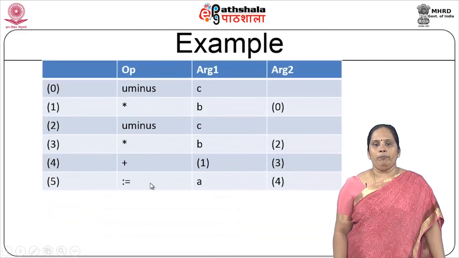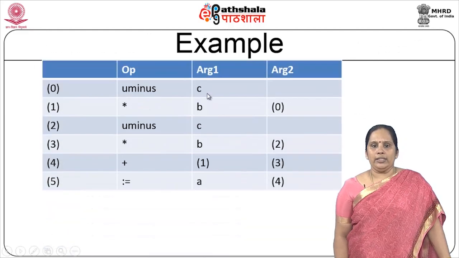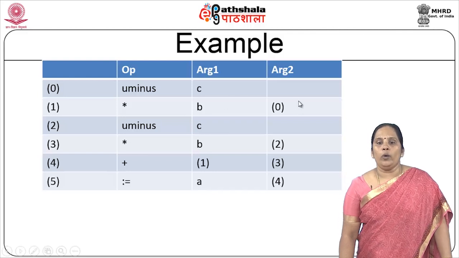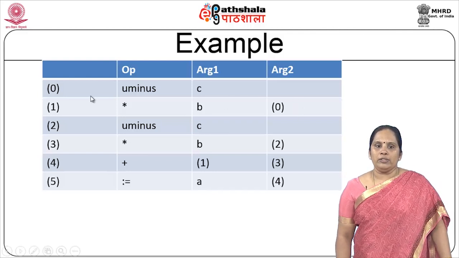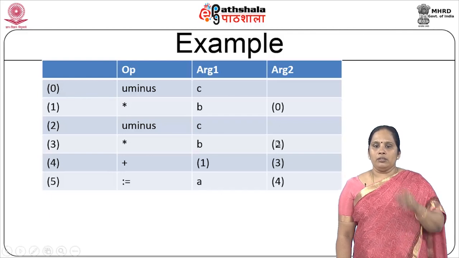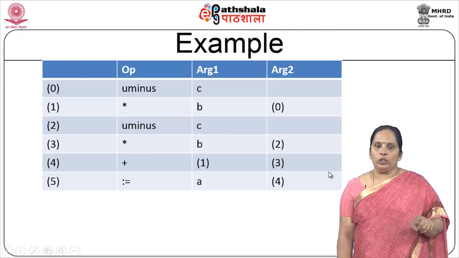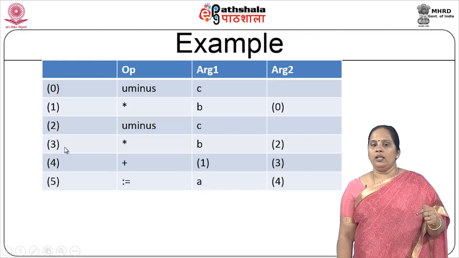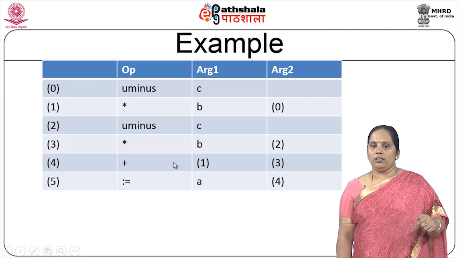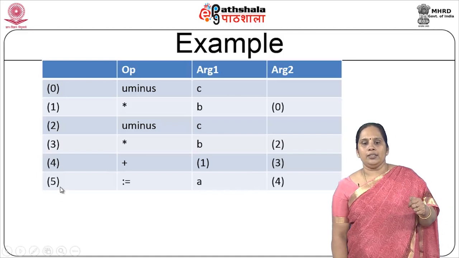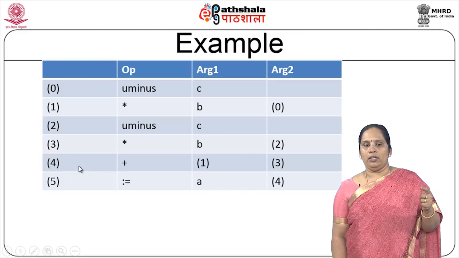So in the same example, argument 1 is the same for the first one. The second one is B into minus C, right? So what is the argument 2? Argument 2 is from the row pointed to by 0. And this is again the row pointed to by 2. Now the fourth one is where we operate on the result of 1 and 3. So the result of 1 and the result of 3 are operated upon, which is what is indicated here, and the last one is A is equal to the result of 4.